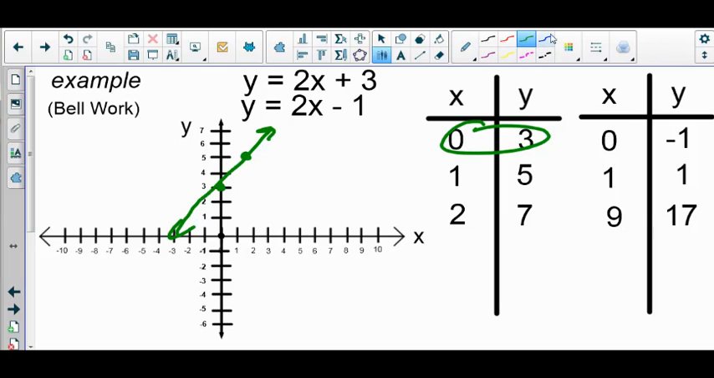And now I'm going to go ahead and work on my second line. The first point on that would be 0, negative 1. This is this line right here. Okay, and then my second point would be 1, 1. And there you go. And I could have plotted all those points on that.